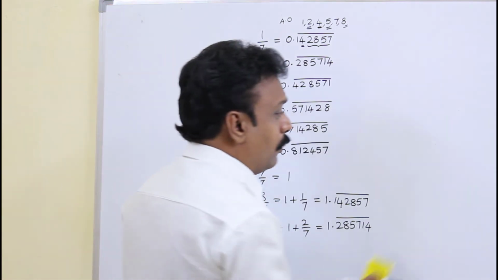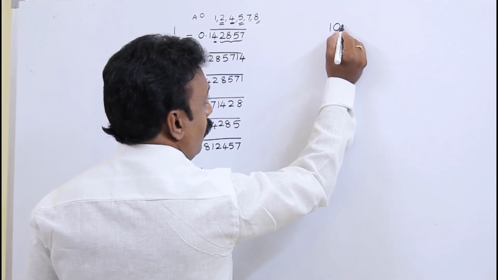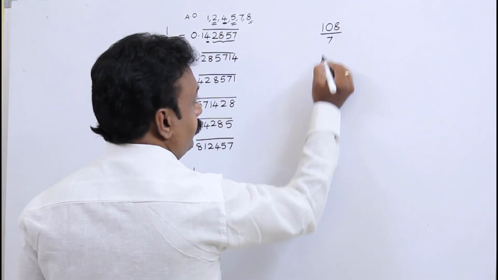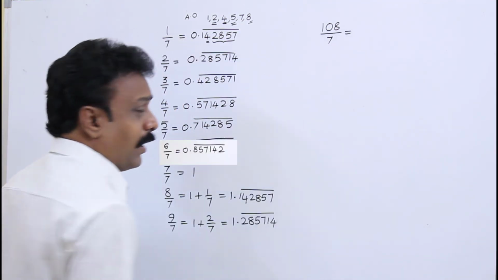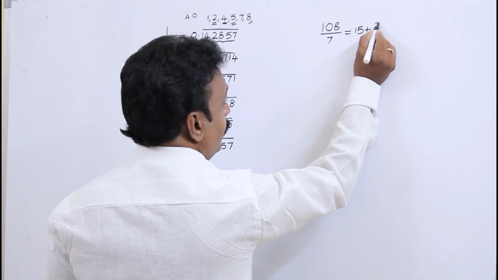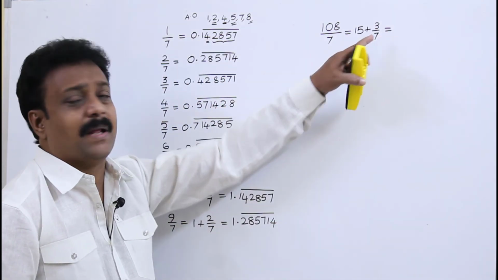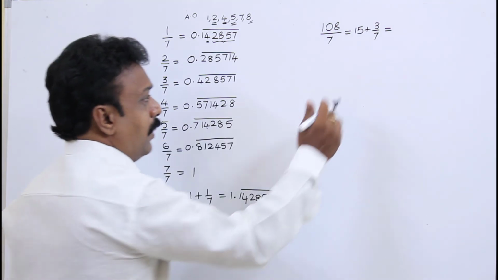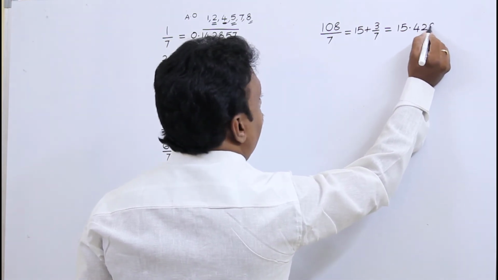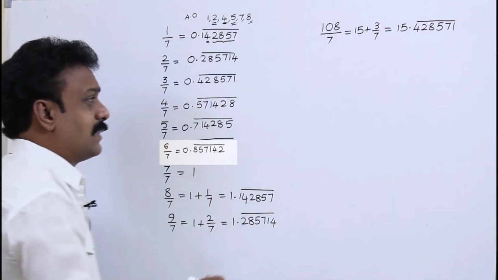If we go to bigger numbers, let us take 108. Let us write 108 by 7 is equal to. What is 108 by 7? This is nothing but 15 plus 3 by 7, isn't it? 108 by 7 can be written as 15 plus 3 by 7. So we get 15.428571.